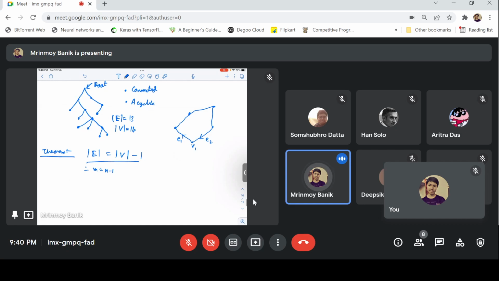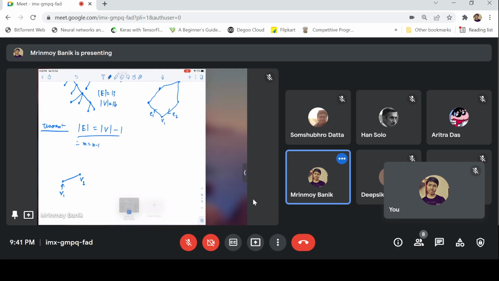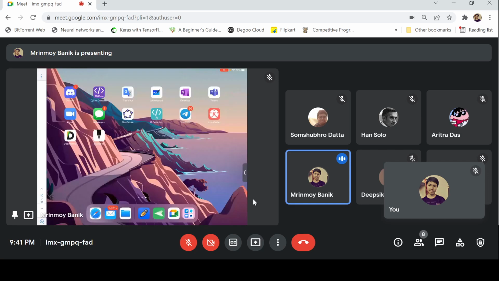So to prove it, we first construct a graph like this. We take any random vertex v1 and connect any other random vertex v2. Then from that v2, oh sorry, we don't even need to go to v2. Now, sorry, okay, what happened?